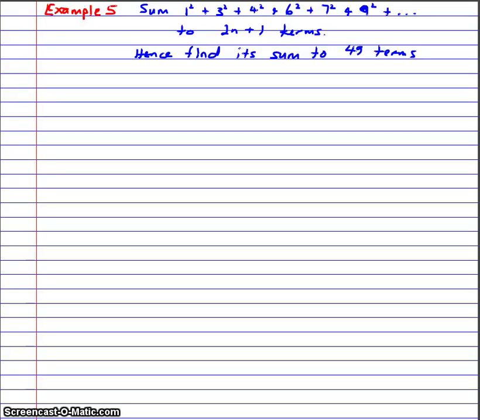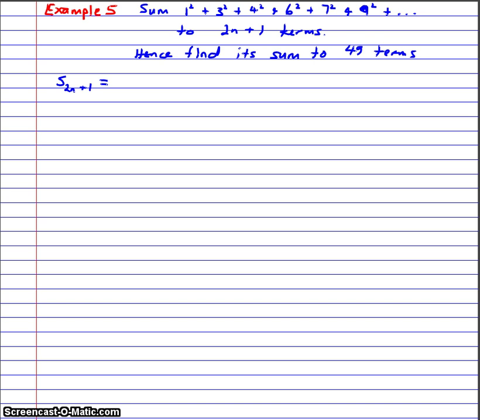There's one more example here in this particular type, and we're going to have a look at this one here. We can see we've got to find the sum of this series, 1 squared plus 3 squared plus 4 squared plus 6 squared, etc., to 2n plus 1 terms. And once we've found that general expression, use it to find the sum to 49 terms. So let's have a look. We want to find the sum to 2n plus 1 terms.